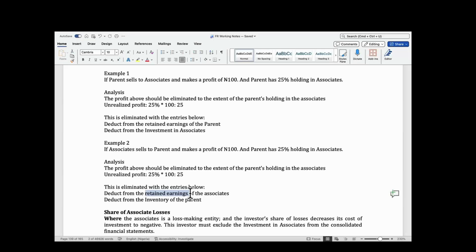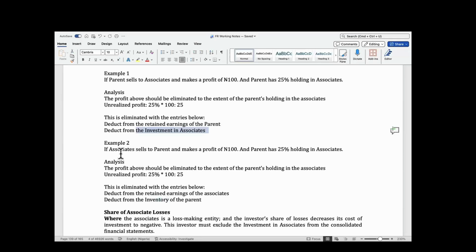in the consolidated account, of course. And secondly, you are going to remove it also from the inventory of the parent. Now, I can remove it from inventory here because the inventory is in the books of the parent, and it's the parent that is preparing the consolidated account. So he can easily remove the profit load. Unlike the first scenario, where the inventory was in the books of the associate, and we are not consolidating the associate, so there is no way we can adjust inventory that is not in our books. That's why we adjusted that unrealized profit through investment in associate.